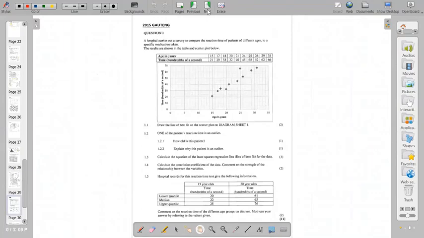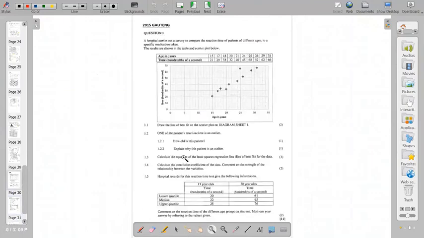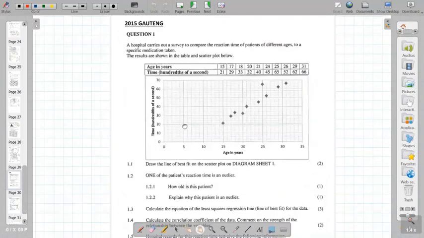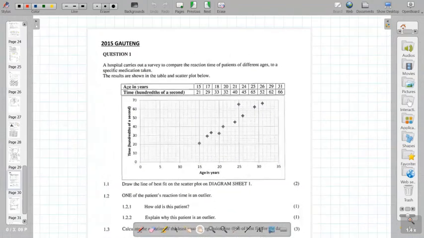A scatter plot is given. This is age and the time. Is anything special here? Let's take this as our last question. Let me just check if there is anything different in this question we should mention. A hospital carries out tests on patients. There are ages on the x-axis and the time on the y-axis. It's plotted. Draw the line of best fit, diagram 1.